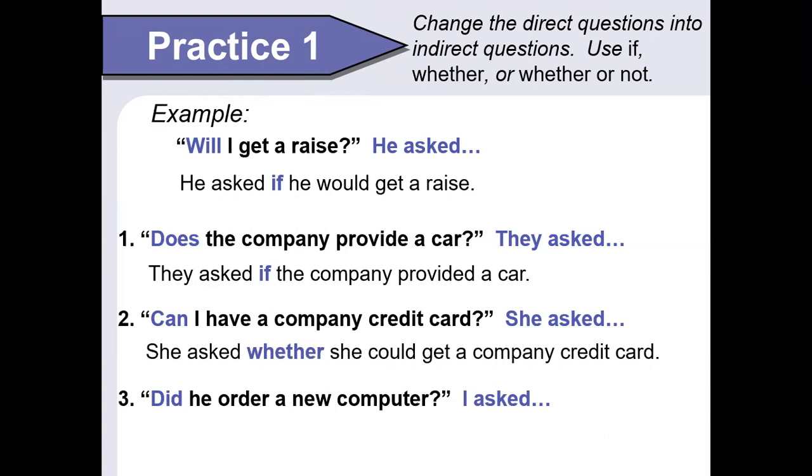What about number three? What about the last one? Did he order? I asked if he ordered a new computer.